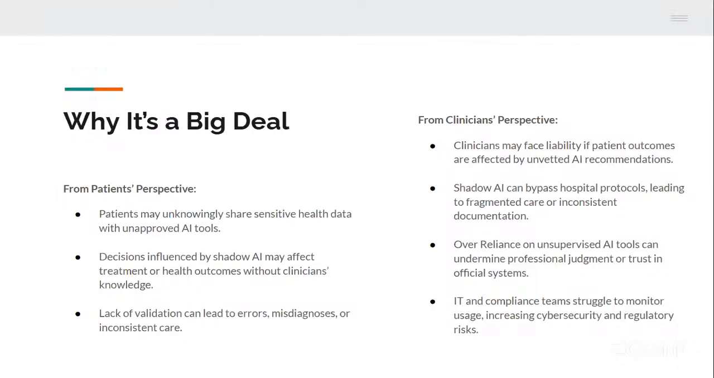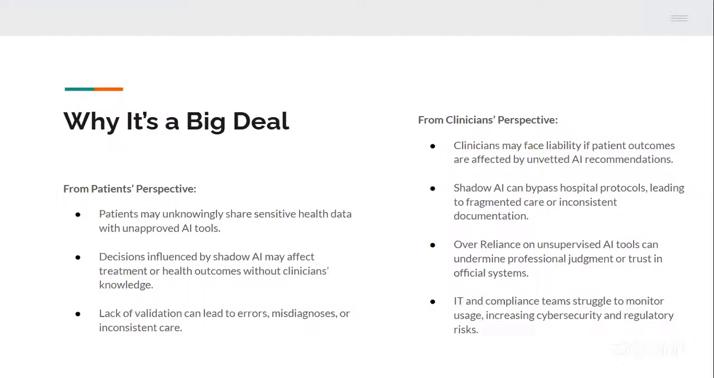The decisions made with shadow AI may affect treatment or health outcomes without a doctor's or clinician's knowledge. Lack of validation can lead to errors, misdiagnosis, or inconsistency. So this is from the patient's perspective. From the clinician's perspective, doctors may face liability if patient outcomes are affected by an AI recommendation, as we can't be 100% sure AI is correct every time.